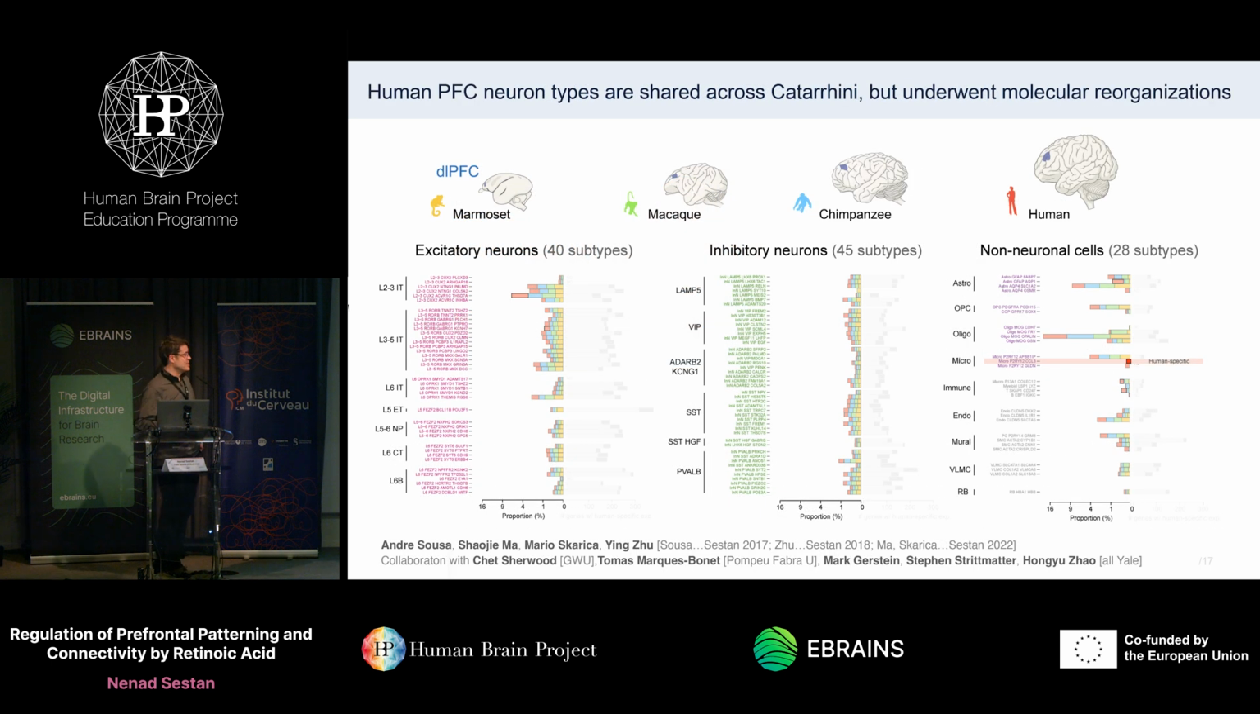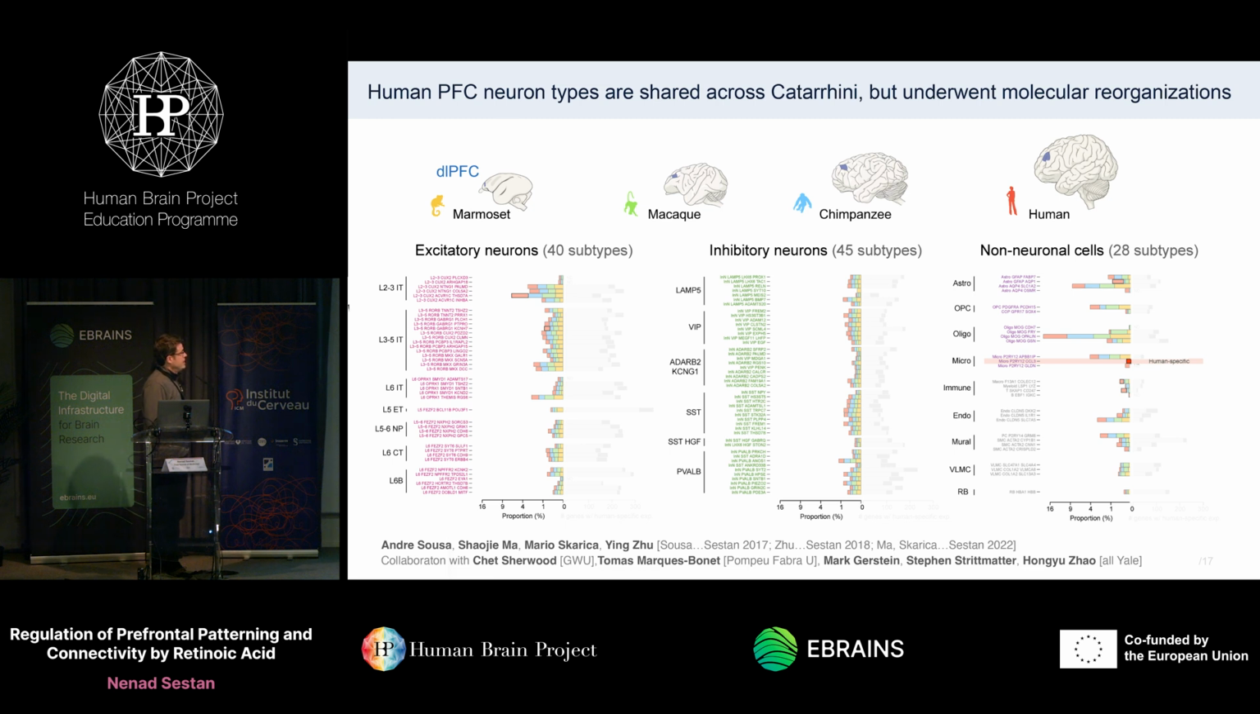So the first obvious question is, do humans have cell types in prefrontal cortex that are different from other closely related species? To address that question, Andre Sosa, Jay Ma, Mario Škarica, and Ying Zhu over the last several years have been using single-cell RNA-seq, in this case particularly single-nucleus RNA-seq. They isolated nuclei from fresh frozen brain of marmoset, which is a New World monkey, macaque, an Old World monkey, chimpanzee, our closest living relative, and humans, from the dorsolateral prefrontal cortex, and then, in an unbiased manner using single-nucleus RNA-seq, looked at the gene expression.